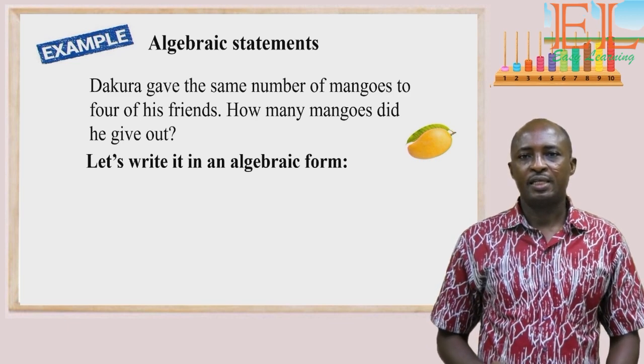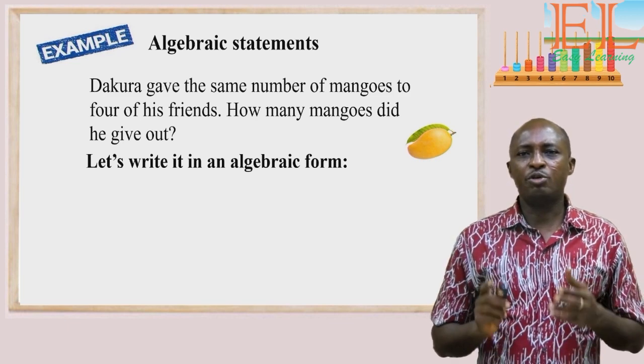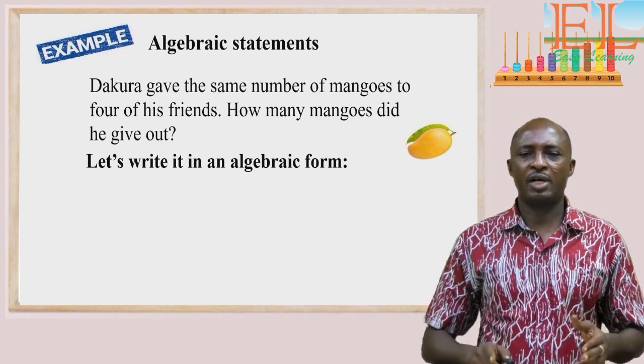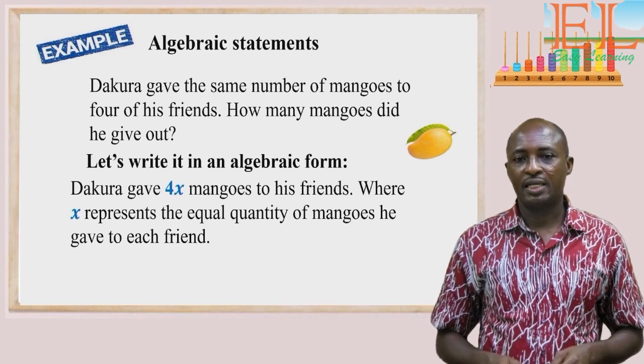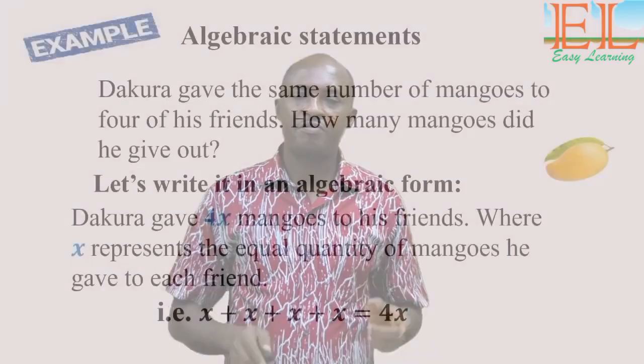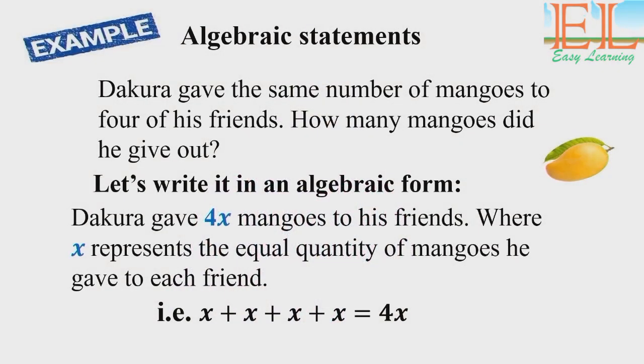We can say, let X represent the equal number of mangoes that the man gave to each of his friends. So you now see that he will give 4x mangoes to the 4 friends. How did we arrive at 4x? There are 4 friends, and each friend receives x. So we have x plus x plus x plus x. That's 4x, 4 of them. That will give us 4x.